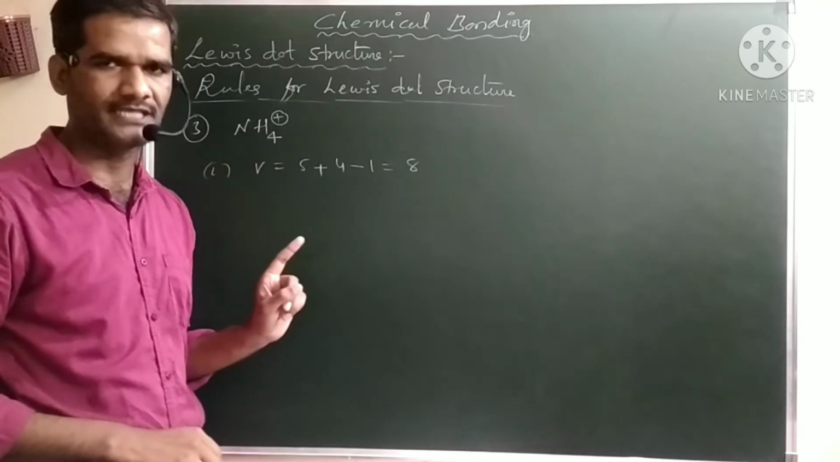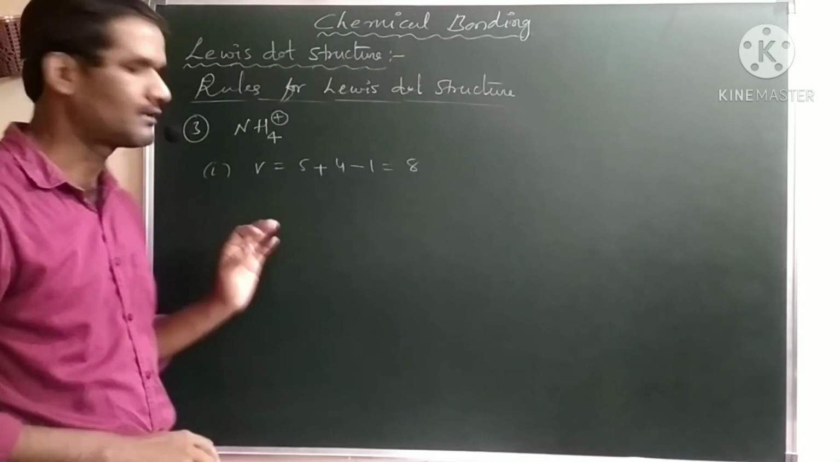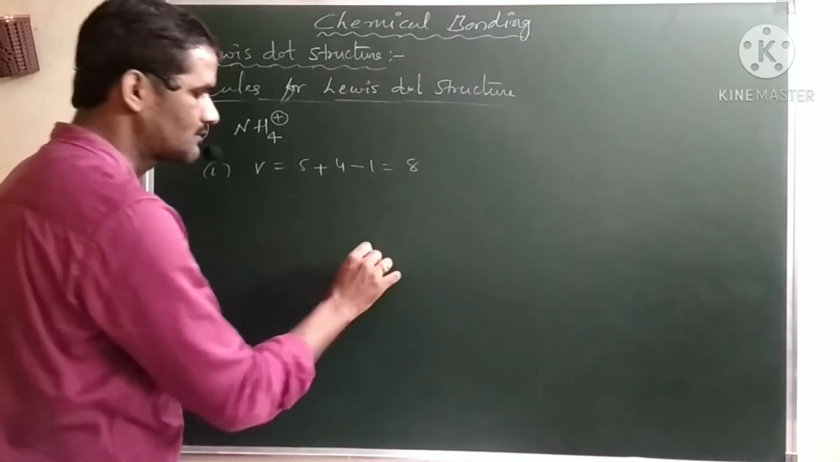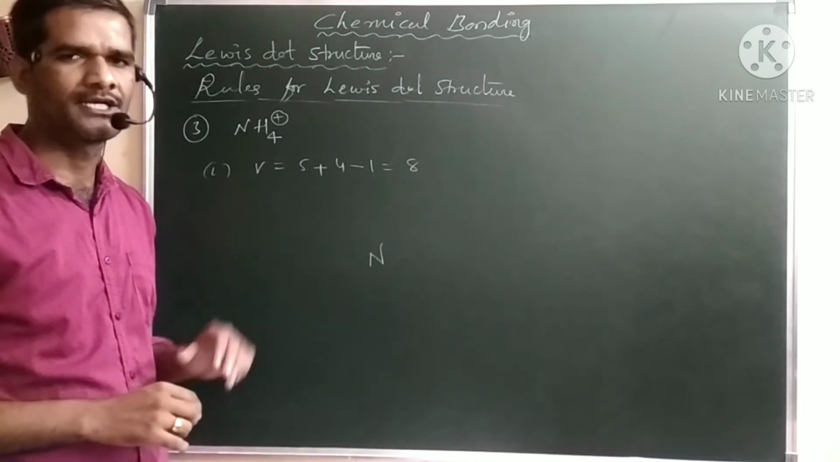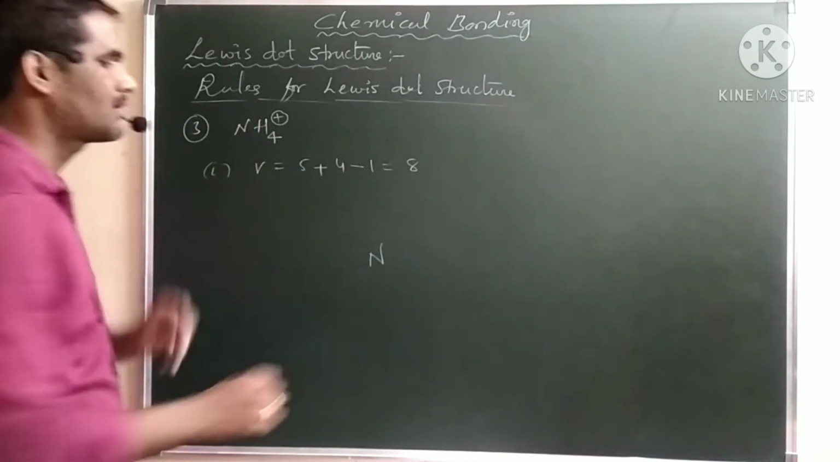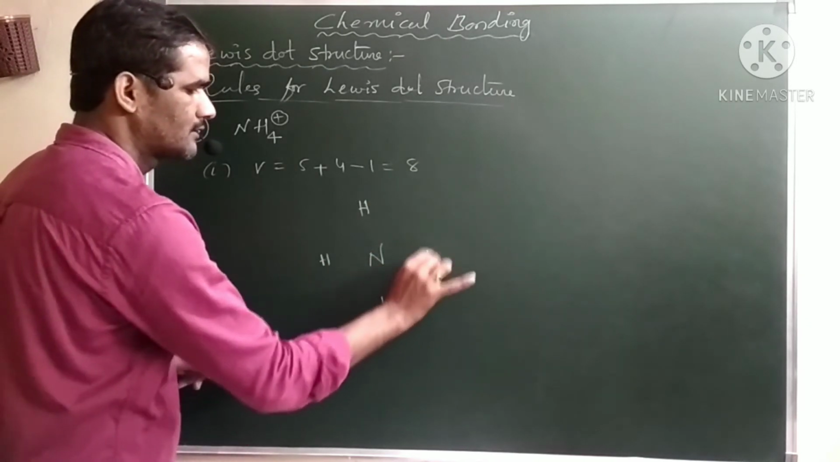Even though there is an exception, hydrogen never acts as a central atom. So we have to keep it as a terminal always. So here, even though nitrogen is more electronegative, we have to write it in the center. And the remaining hydrogens, you write in the symmetrical arrangement around the nitrogen.